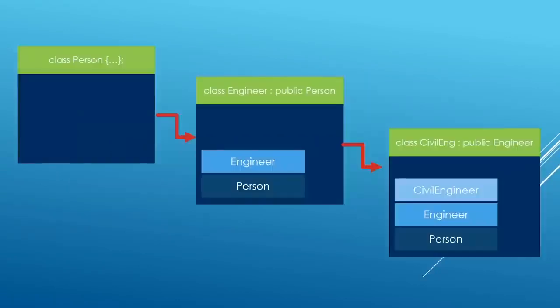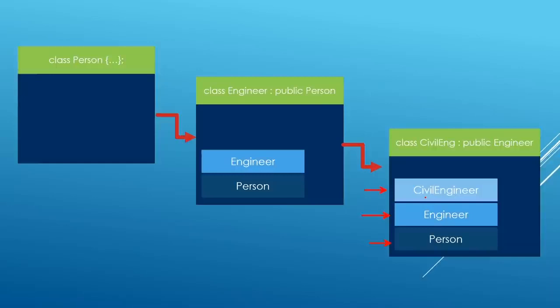Okay, so the message really in this lecture is that the most base part of your class is going to be built. So for example, for our civil engineer class, we're going to build the person part first, then we're going to build the engineer part, and then we're going to build the civil engineer part of that, and then we're going to finish the construction of our object. This is the message here.